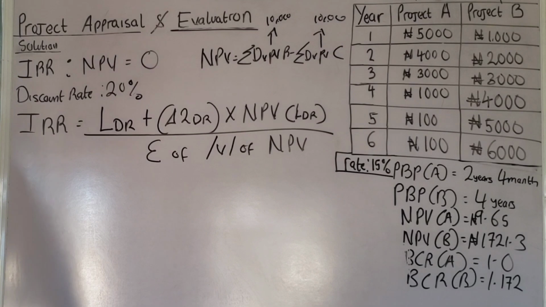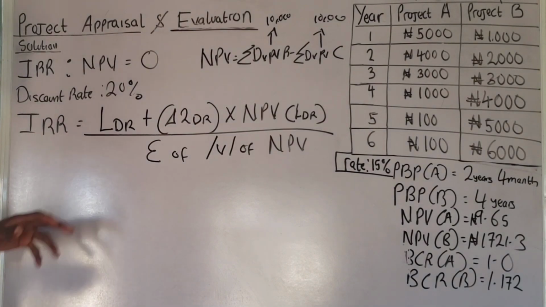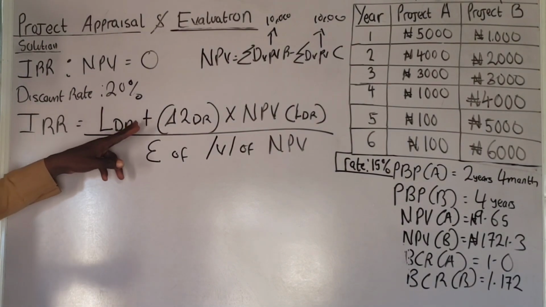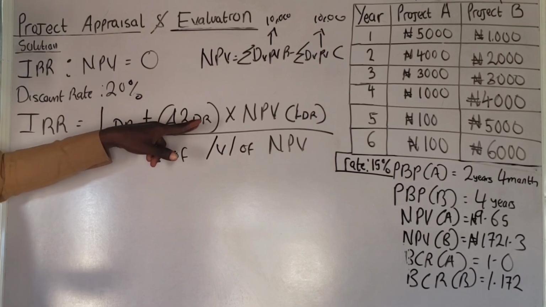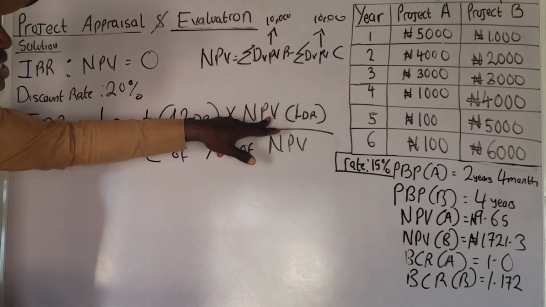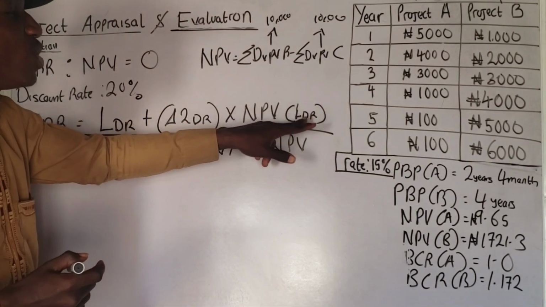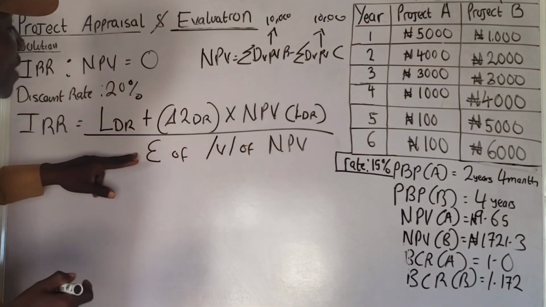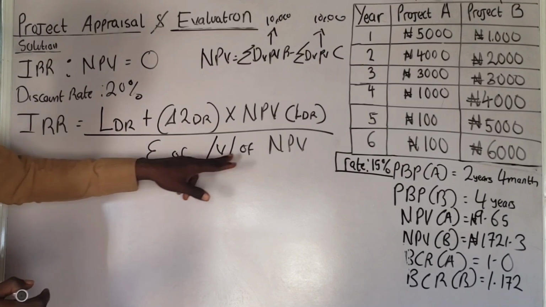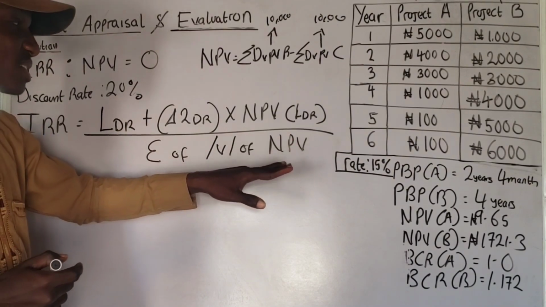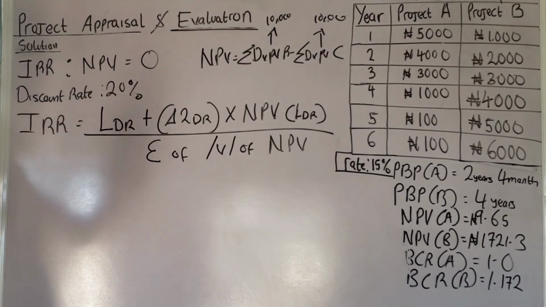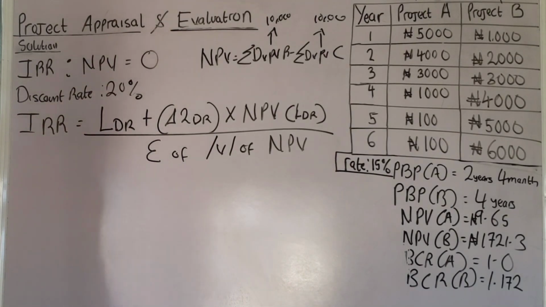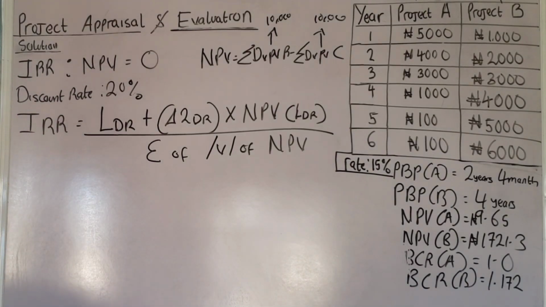Please just listen to this explanation. The LDR means the lower discount rate, plus change in the two discount rates multiplied by NPV, which is the net present value of the lower discount rate, all over the sum of the absolute value of the net present value. All you have to do is just pay attention when I'm solving. You are going to understand it. Okay, so let's start the solution.